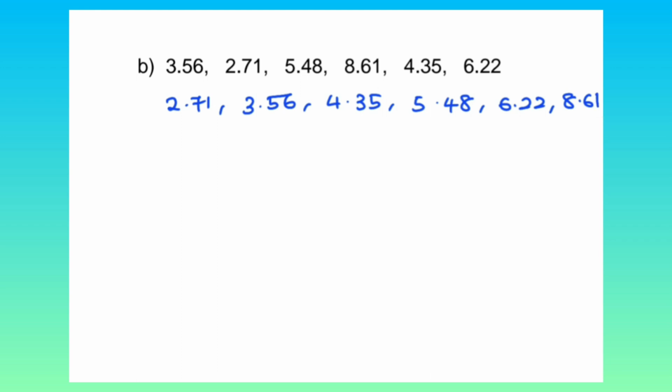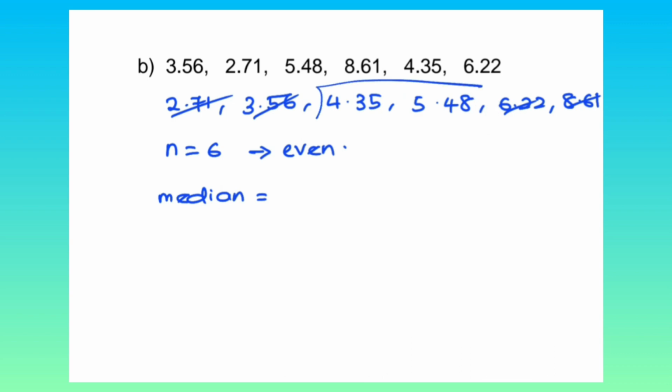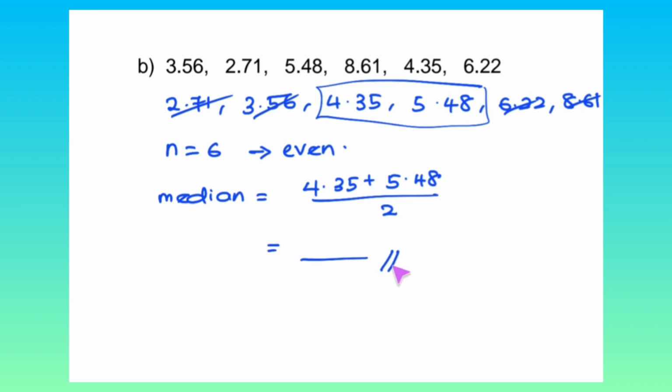Okay, so from here, how many data are we given? 1, 2, 3, 4, 5, 6. So n is 6. It is an even number. So to find the median, the median is equal to the mean of the two middle values. So the mean will be 4.35 plus 5.48 divided by 2. And you will have your answer here.